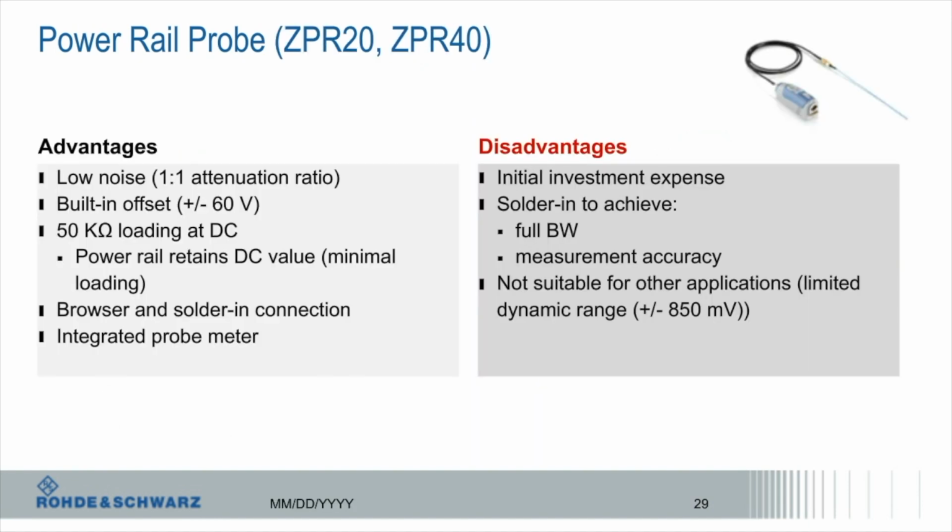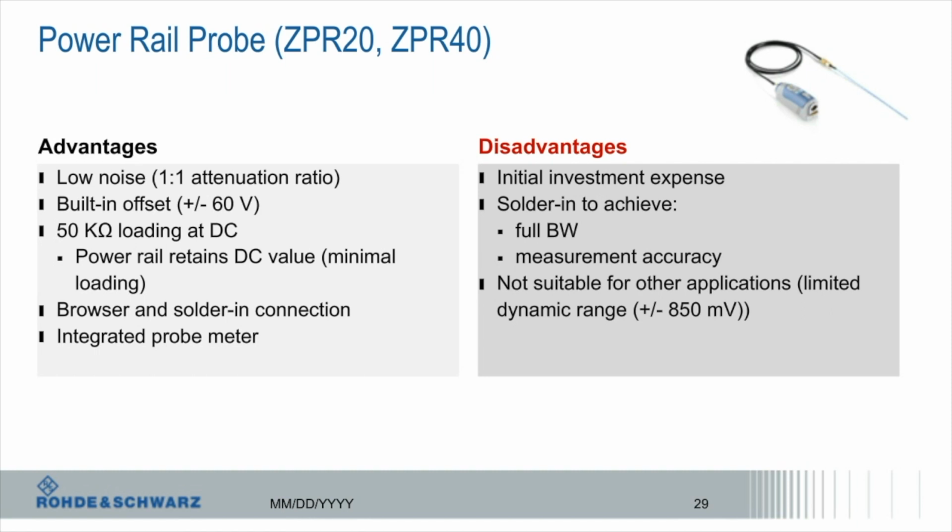What are the key advantages and disadvantages of using power rail probes? A key advantage is the one-to-one attenuation ratio. This is going to result in a low noise measurement and enables us to use the most sensitive vertical setting on the oscilloscope. Power rail probes incorporate built-in offset that allows them to go beyond what's natively available in an oscilloscope. They have excellent loading at DC and typically have a variety of different connection methods.